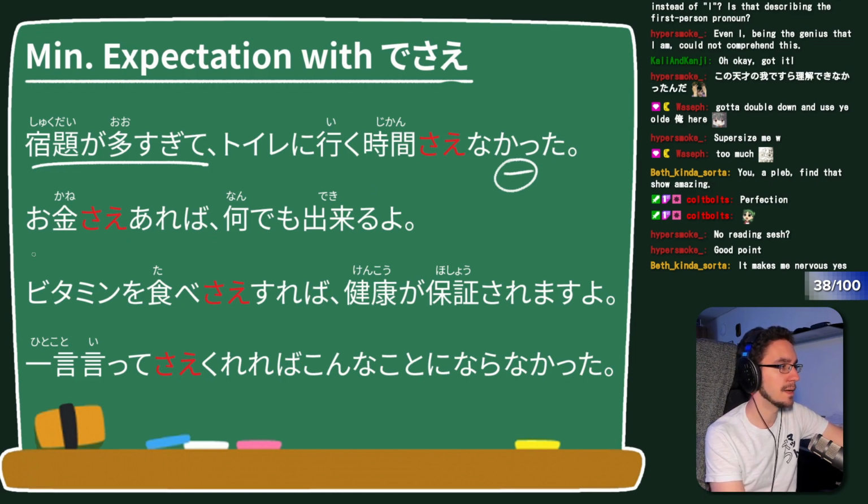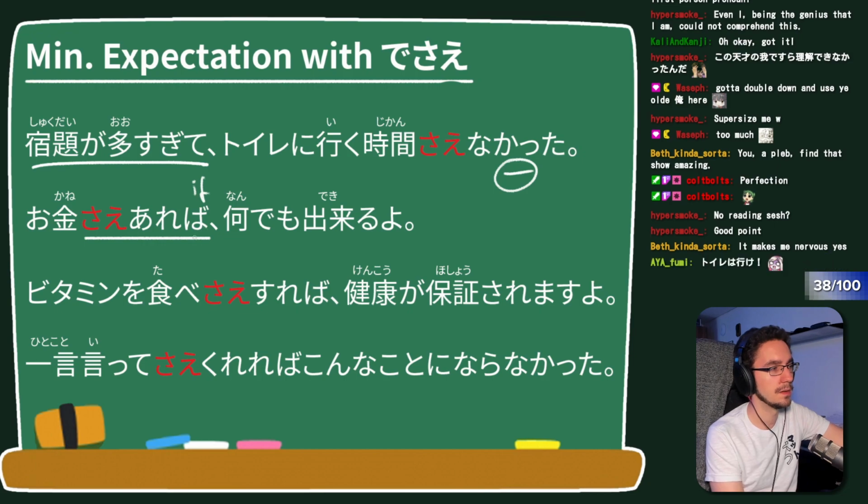お金さえあれば. And the other takeaway point, often さえ combined with conditionals. So the ifs and the thens, right? Or the whens. お金さえあれば. If only I had money. 何でもできるよ. I could do anything. Just like in that song by ABBA.